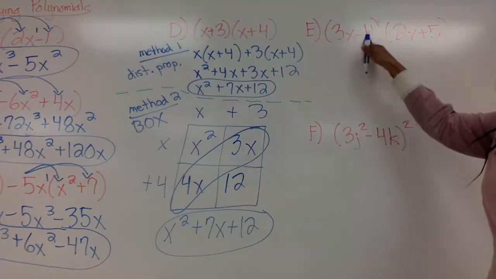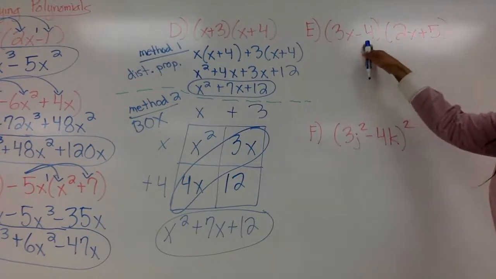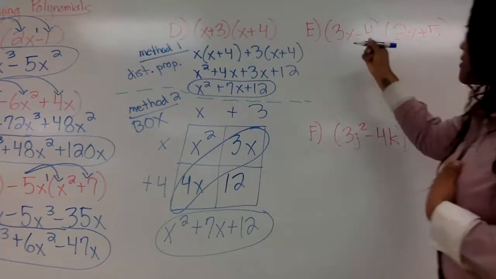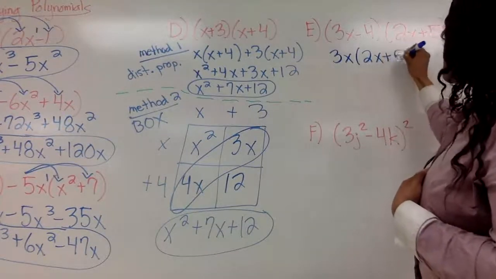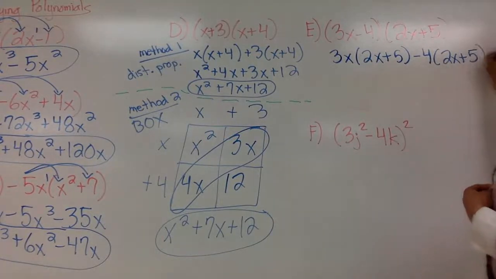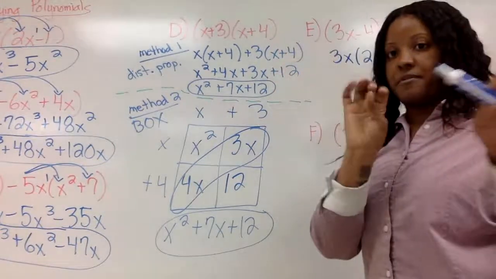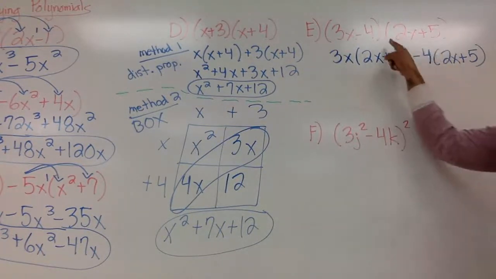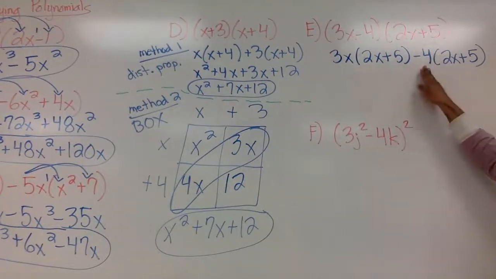So E is 3x minus 4 times 2x plus 5. I'm going to do this one using the distributive property. So it's going to be 3x times 2x plus 5 and negative 4 times 2x plus 5. So I took the first polynomial, which has two terms, and I'm breaking it up into the two different pieces. So 3x needs to be multiplied by 2x plus 5, and negative 4 needs to be multiplied by 2x plus 5. So I broke up 3x minus 4.